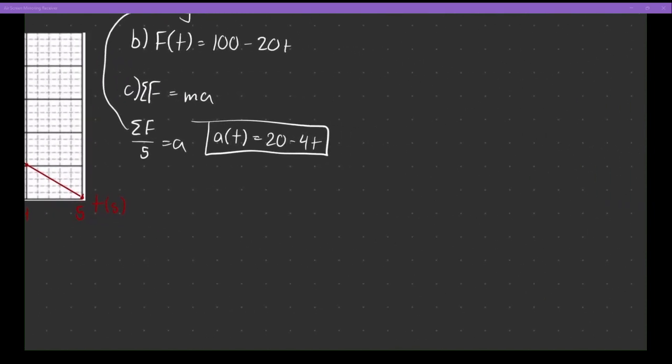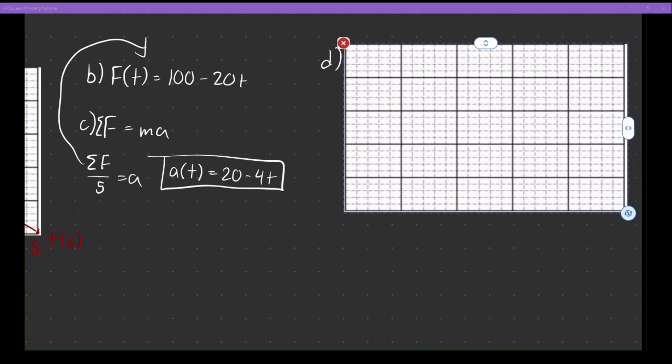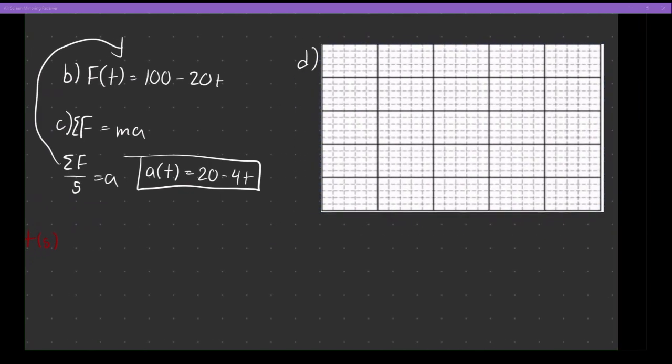Part D asks for the acceleration versus time graph. Let me paste that graph from before and get it in center. Change color. The time is still going to be 1, 2, 3, 4, 5. Let me label this axis real quick: a of t, and t on the bottom. And so the axis starts at 20, and then this is 16, 12, 8, 4, 0.